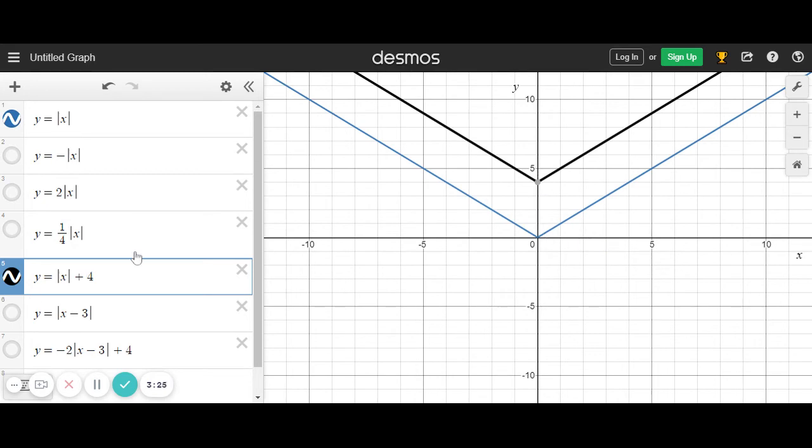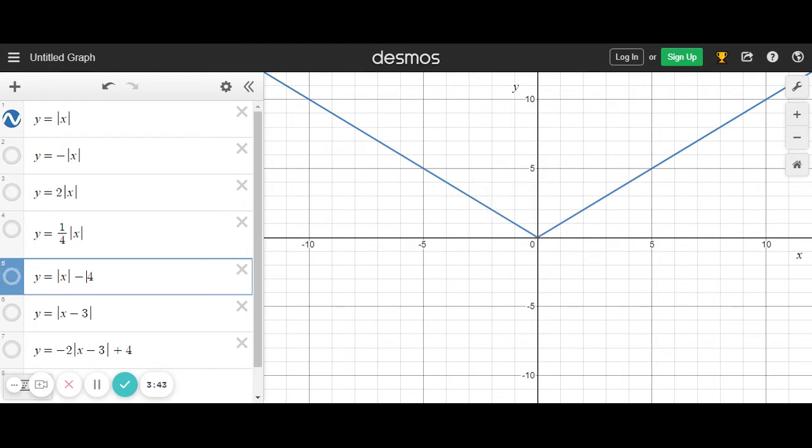The most important thing I want you to take from this is the impact it has on this point here. This is called the vertex of the graph. So the parent function has a vertex of 0, 0. The new graph is going to have a vertex of 0, 4. That's because we're taking the y value and shifting it up 4 units.